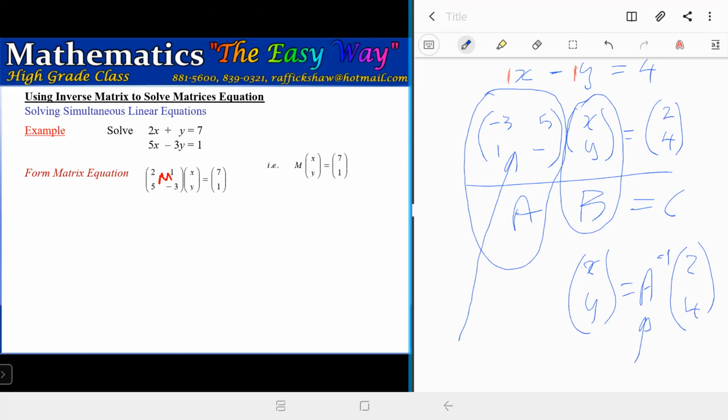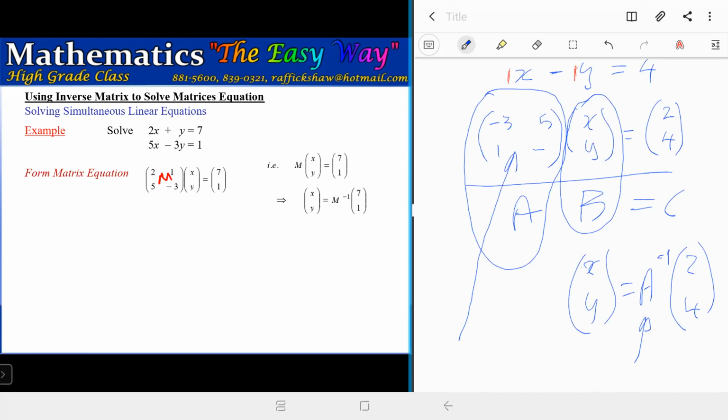And then I'm trying to make XY the subject. What I do is the inverse of M goes in front of the 7, 1. So XY becomes equal to the inverse of M times 7, 1.